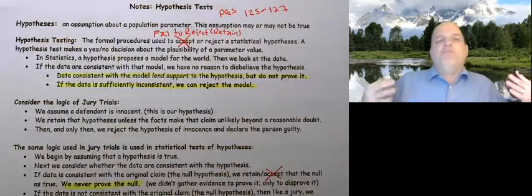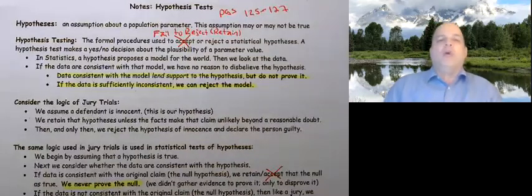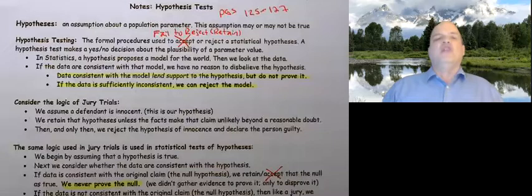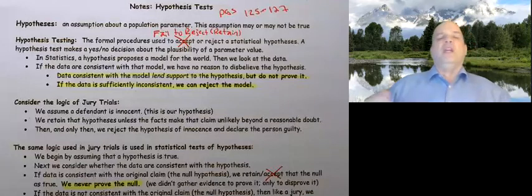If the data is consistent with the model or with the claim, then it supports it, but it never proves it. So one thing in hypothesis testing is we never go out and prove the claim. We either find enough evidence to reject it, or we're forced to retain it because we failed to reject it. In other words, we couldn't disprove it.